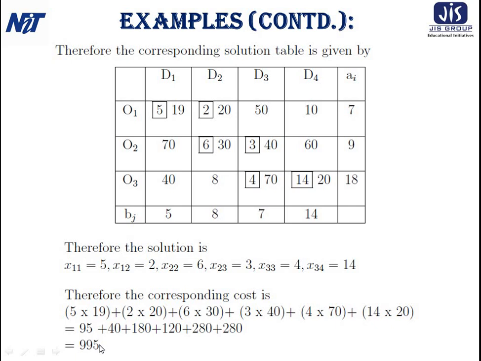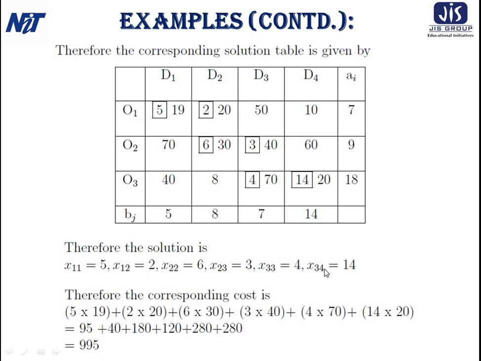This is the corresponding cost. This is not the minimum cost, because after this we have to apply some other technique to find the minimum cost. At first we will describe all the methods, then we will describe the optimality test, and we will find the minimum cost. So the corresponding cost is 995.